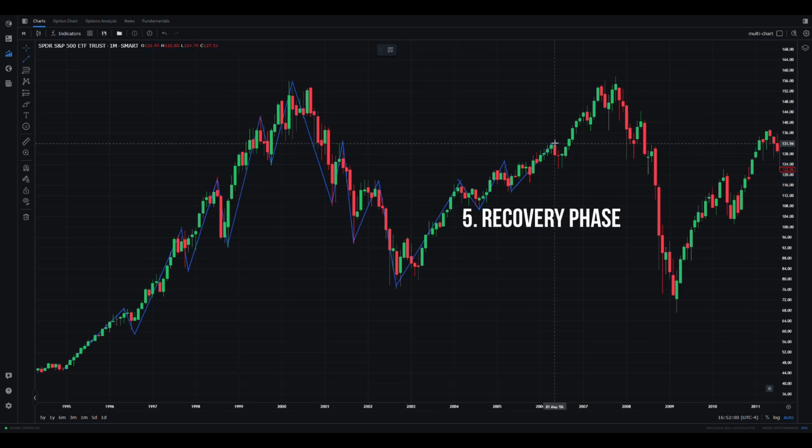5. Recovery phase. The recovery phase sees gradual improvements in economic indicators, investor sentiment, and market conditions. Positive developments, such as fiscal stimulus, accommodative monetary policy, or strong corporate earnings, fuel optimism and support a bullish reversal. Investors who accumulated assets during the trough phase benefit from the subsequent price appreciation.